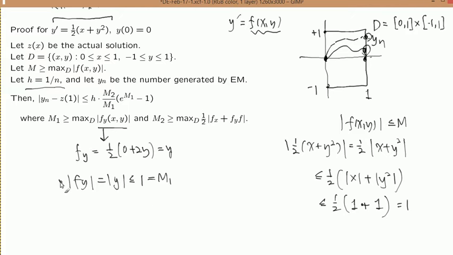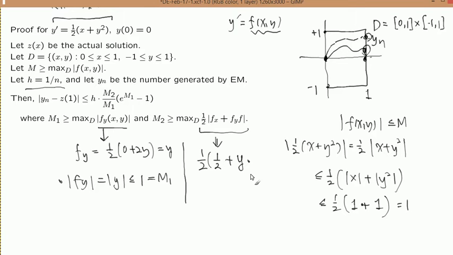So that's how much this partial derivative fy is growing, and that number m1 is involved in there. So there's m1. What's m2? It's a quantity that will show up when we analyze it. It's 1/2 of what is fx? It's 1/2 times 1. And what about fy? We calculated already that it was just y there, right? I think that's correct. If you calculate it, it's y.